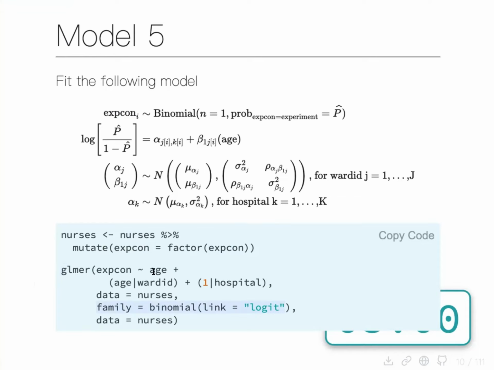Okay, the rest of this is just like before. So we have age as a predictor, and we have age randomly varying at the ward ID level, and we have nothing randomly varying at the hospital level. So you can see alpha is JK, beta is just J, and then you can see we have alpha J and beta 1 here, and just alpha K here at the hospital level. Okay. Any questions on that one?